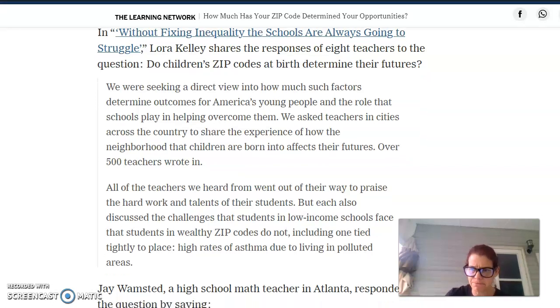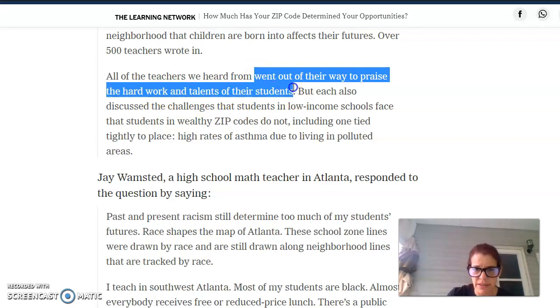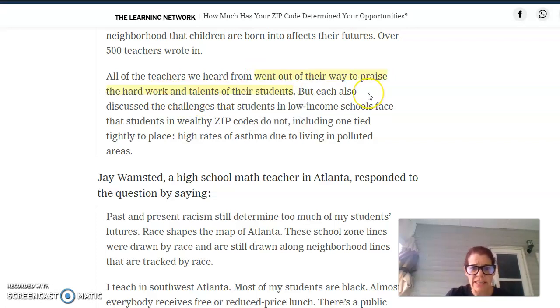All of the teachers we heard from went out of their way to praise the hard work and talents of their students. But each also discussed the challenges that students in low-income schools face that students in wealthy zip codes do not, including one tied tightly to place, high rates of asthma due to living in polluted areas.